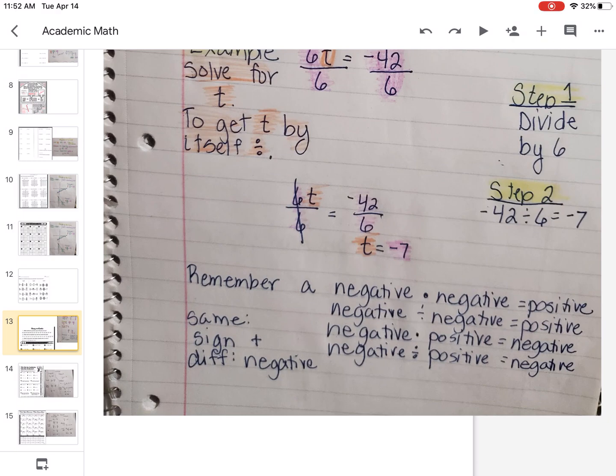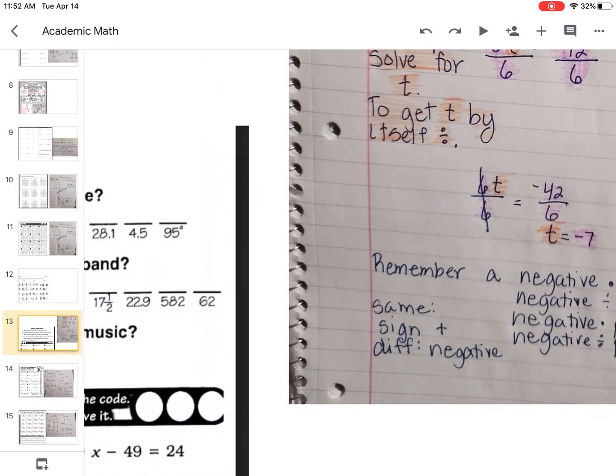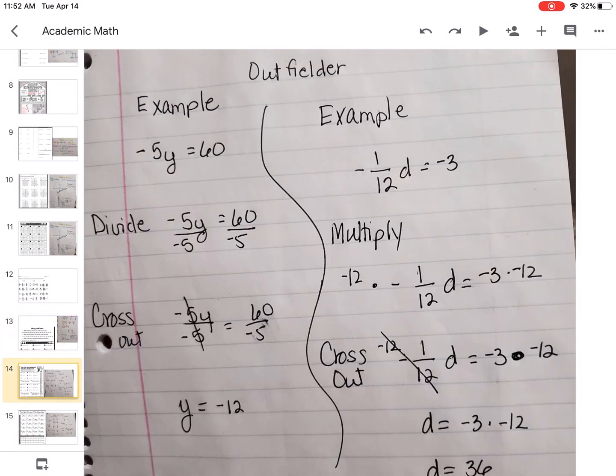When I get t by itself, it's 6 times t. So I divide on both sides by 6 to get rid of it. Cross out your 6's. 6 goes into -42 -7 times. So let's look at this problem here.